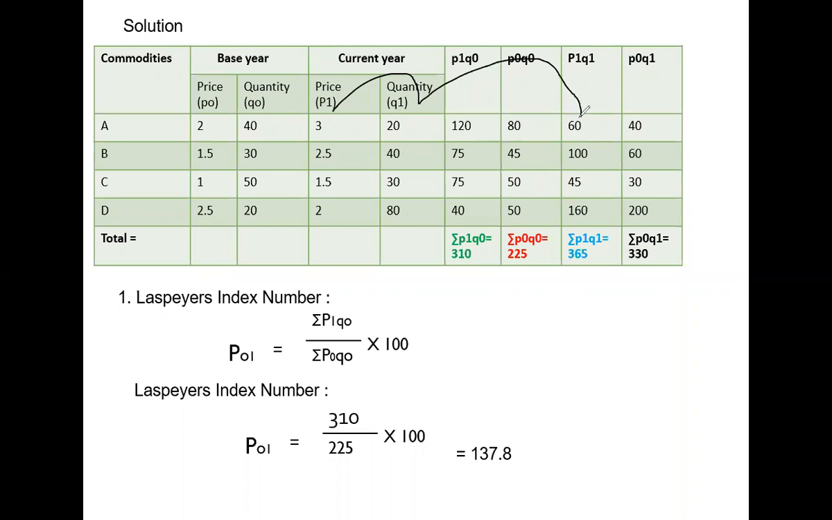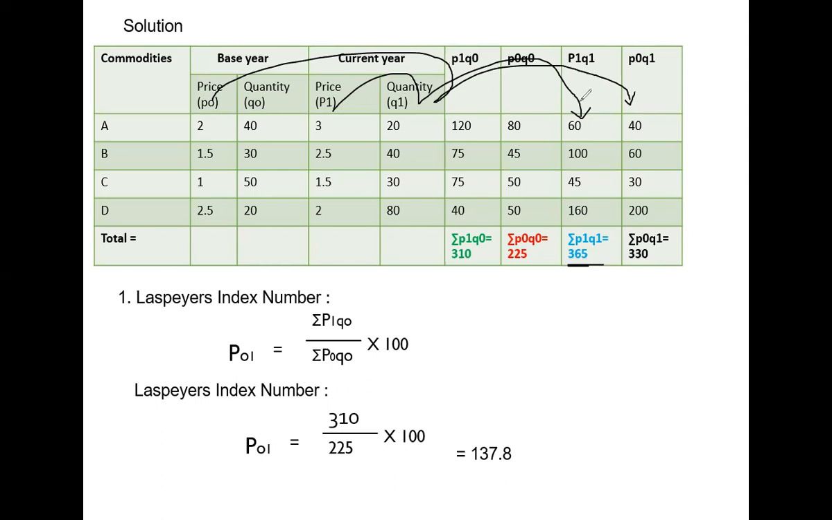Current price, like I said, this times this will give us that. So 3 times 20 gives you 60. 2.5 times 40 gives you 100, and so on and so forth. Whilst we have base price times base quantity. So this will be the base price times the quantity here gives you this. Good. Then once you are done, you divide what?